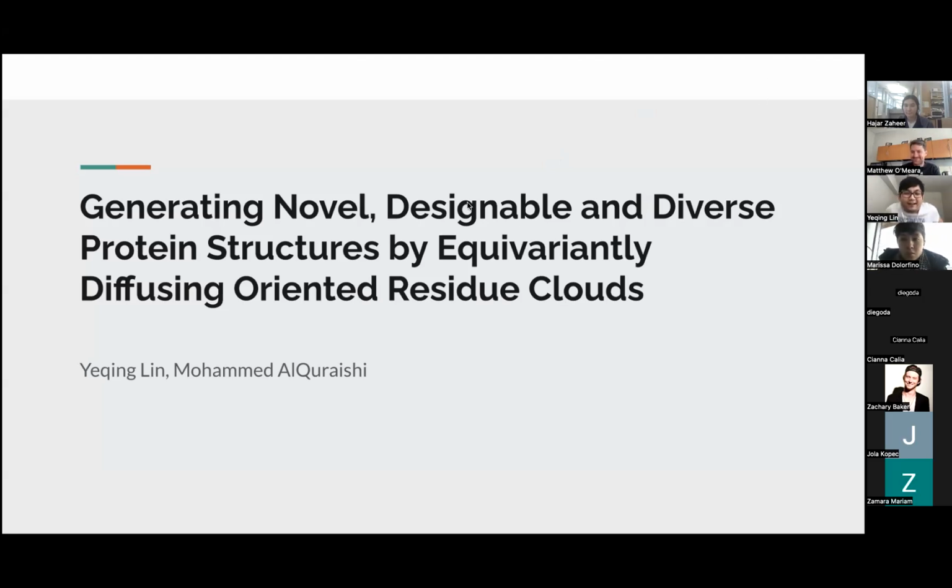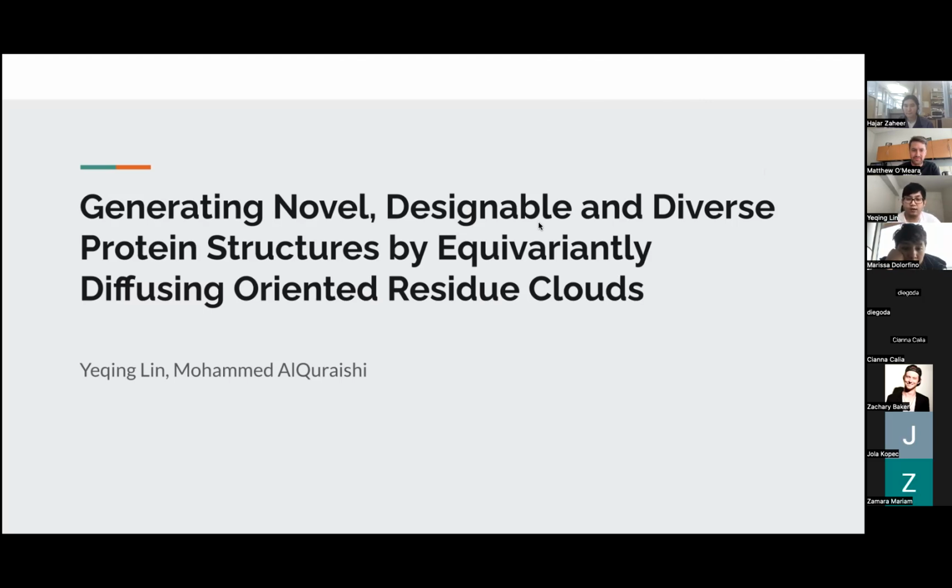Hi everyone, I'm Yeqing. I'm a second-year PhD in Mohammed's lab. My work basically evolved around applying diffusion models to model complex protein structure space, as well as how we can leverage those diffusion models to do specific protein design tasks, for example, motif scaffolding and binder design. Today I'm presenting my paper on Genie, which is an unconditional diffusion model for protein structure space.